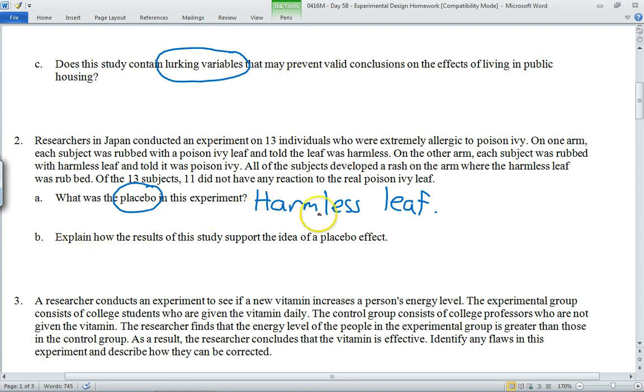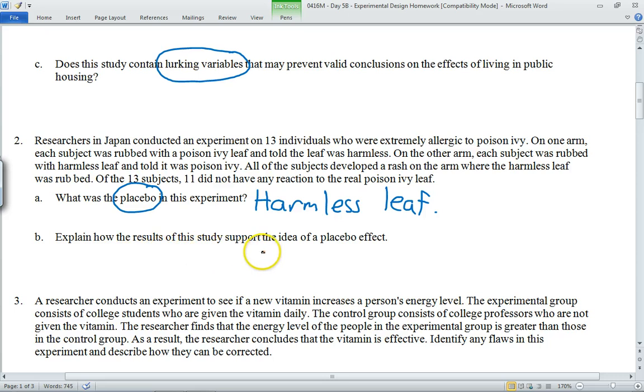even though they were given the harmless leaf, read again. What happened when the harmless leaf was rubbed on the arms of the people? Every subject was rubbed with a harmless leaf, told it was poison. All of the subjects developed a rash on the arm where the harmless leaf was rubbed. So the harmless leaf actually caused a rash.